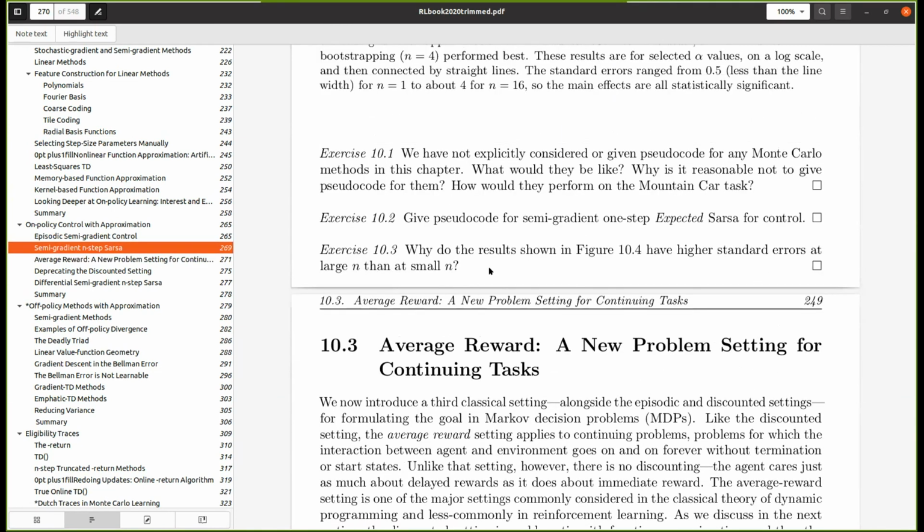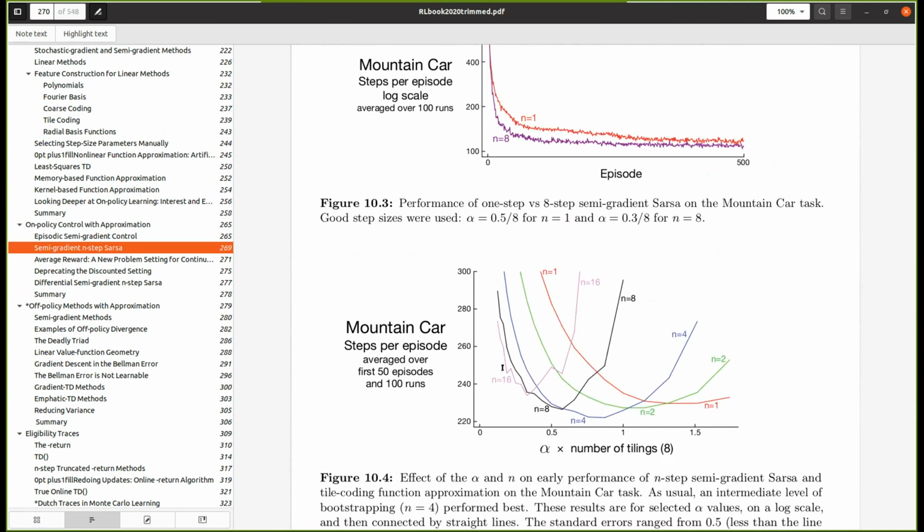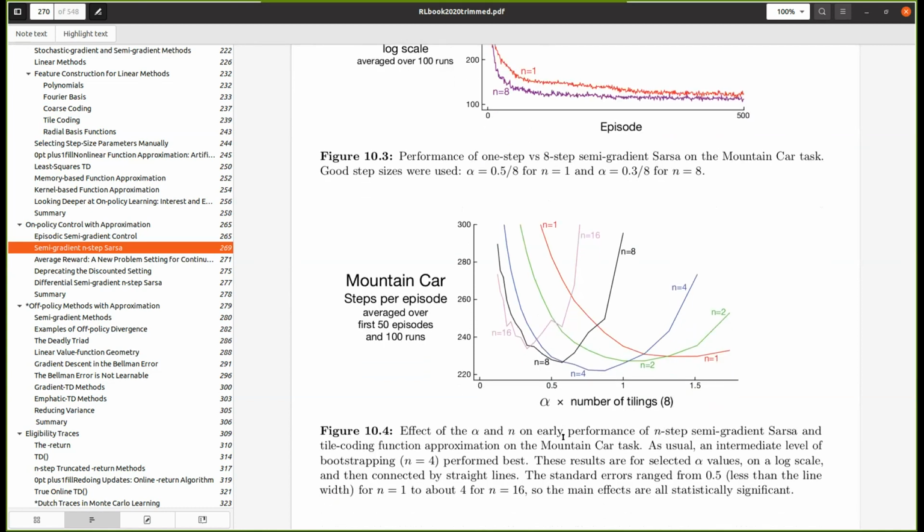Right, and the final question for this section: why do the results in Figure 10.4 have higher standard errors at large n than at small n? That's interesting. You can see that the higher n is, the bumpier this gets, and that means we have higher variance here. I think so. When n is a higher number, the actions that have been taken require some sort of a history that has more variance compared to a lower n. So that might be one reason.